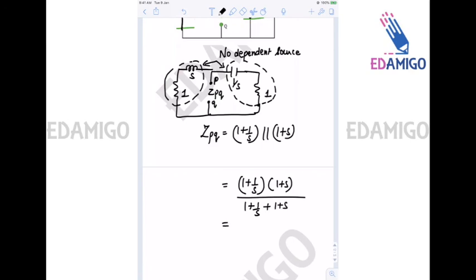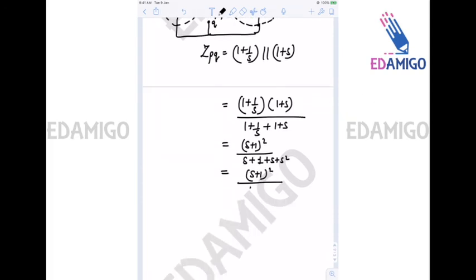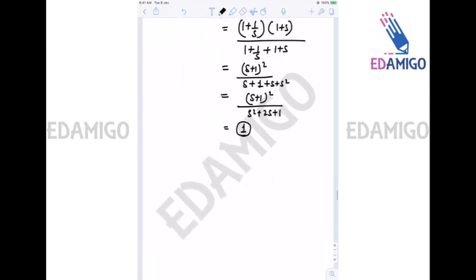So the answer to this is s plus 1 whole square divided by s square plus 2s plus 1. So that is equal to 1. So equivalent impedance of the circuit is equal to 1.